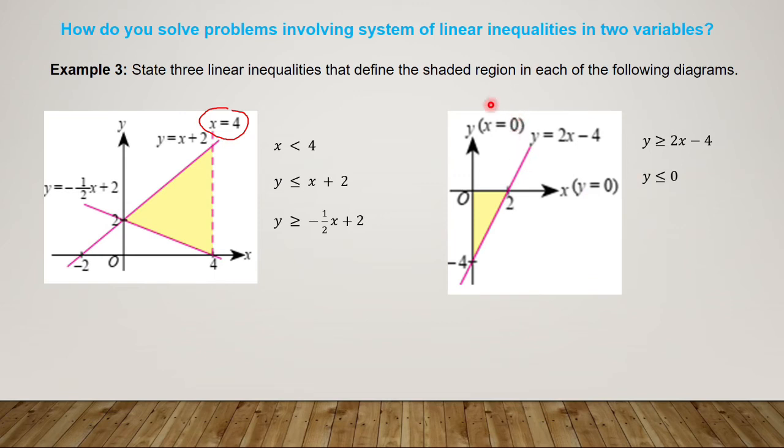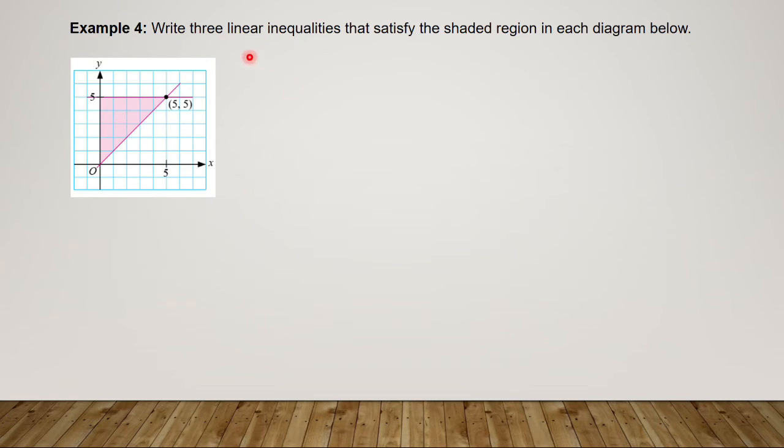And then for the equation x is equal to 0, this is a line. And then the region is on the right, meaning that you have to use greater than or equal to. So x is greater than or equal to 0. Simple, right? Okay, now we look at example 4. Write 3 linear inequalities that satisfy the shaded region in each diagram below.